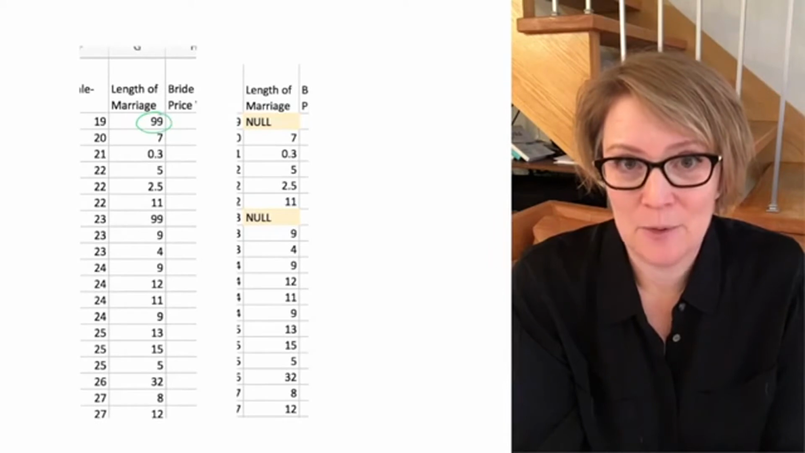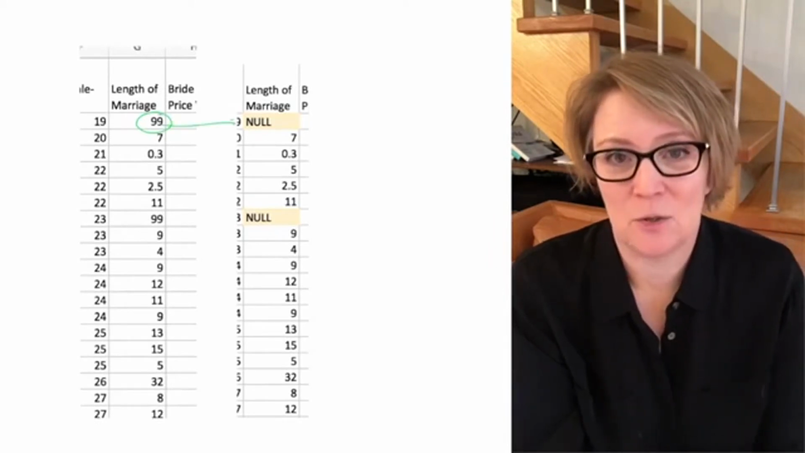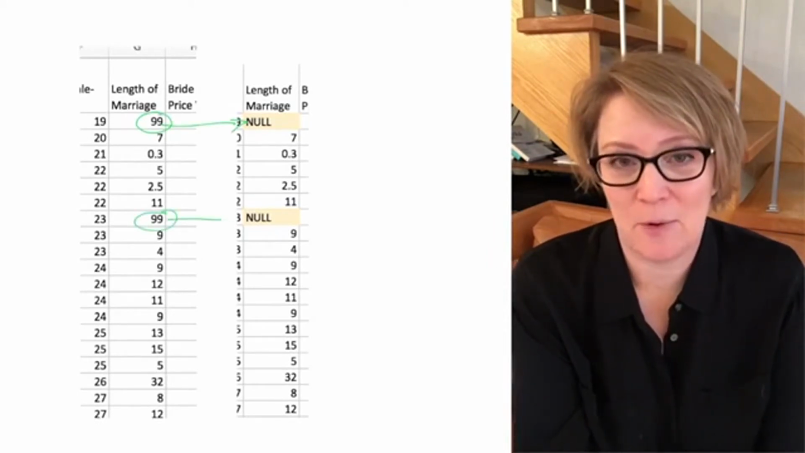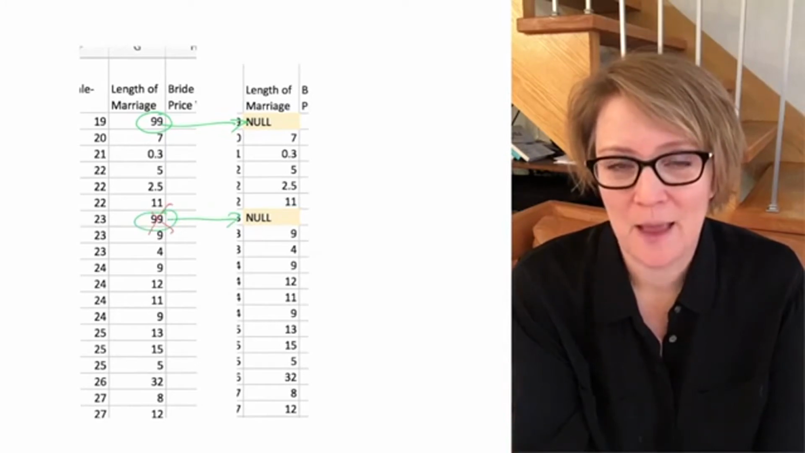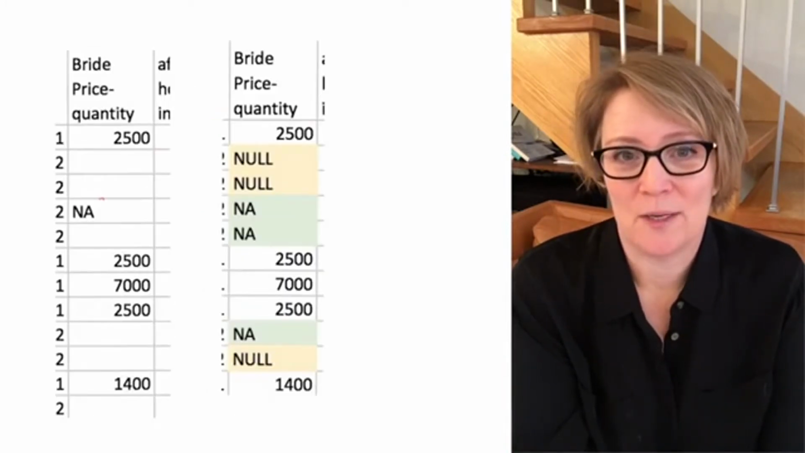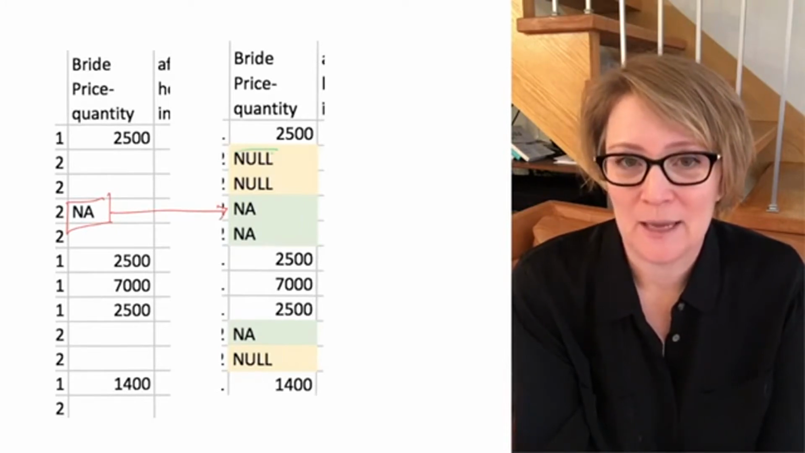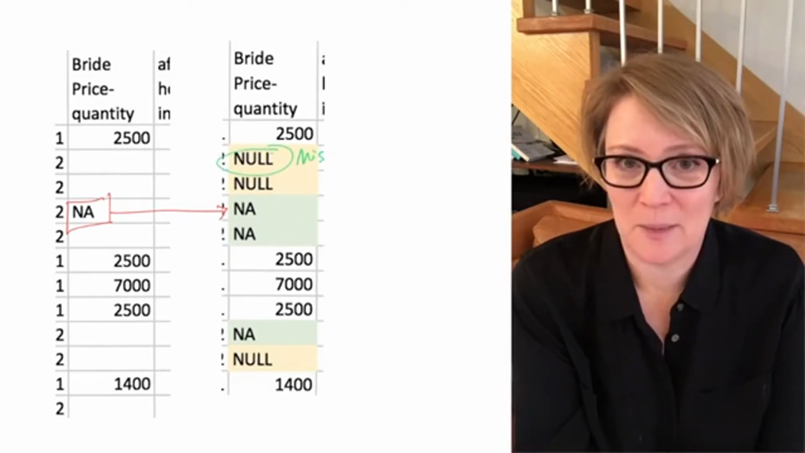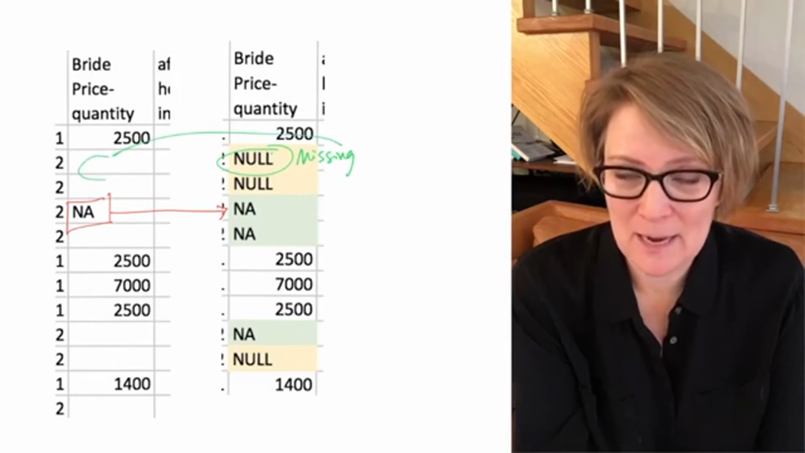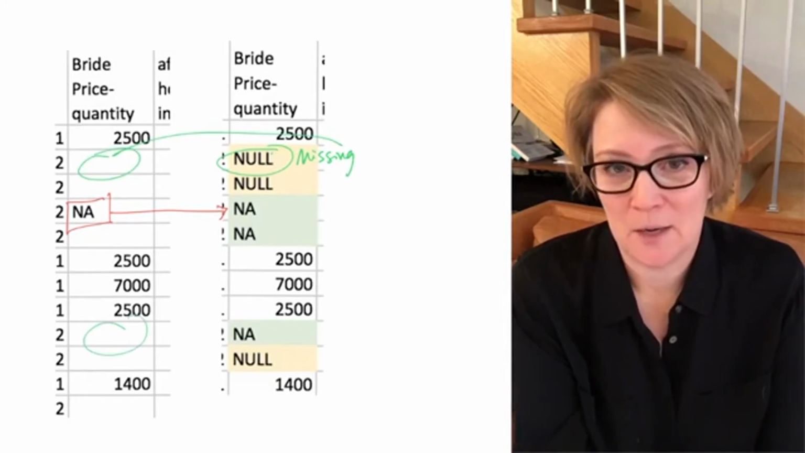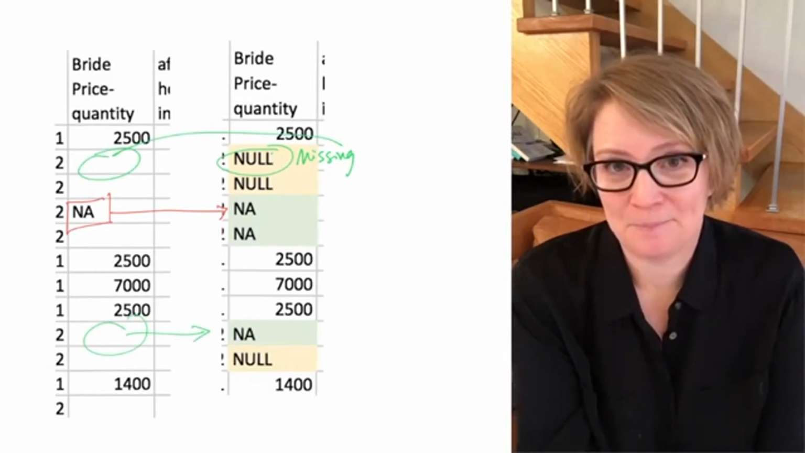Then you want to figure out how missing data is labeled and change the missing data to something that's obviously missing, preferably something like null, not a number. Then you want to find out how the not applicable data is labeled and change that to something that is different than missing, but is also preferably not a number, maybe something like NA.